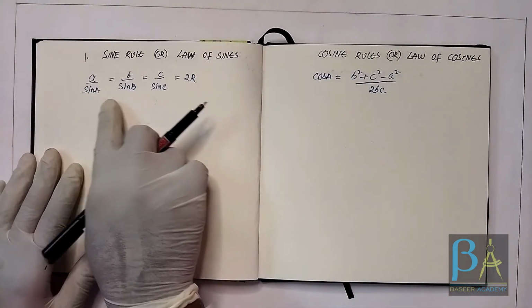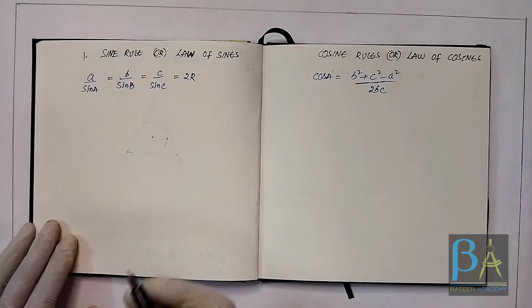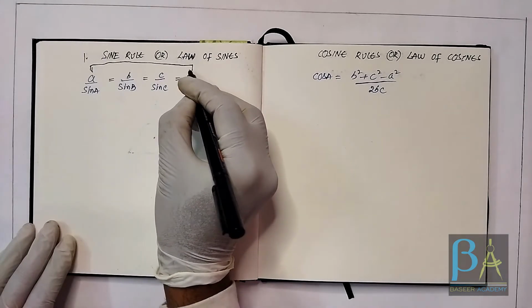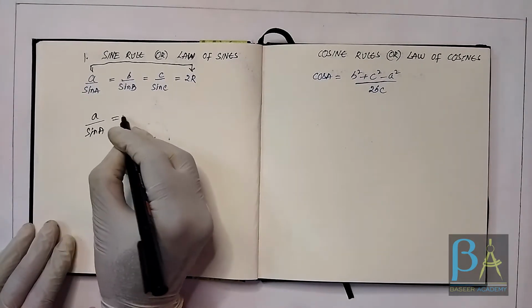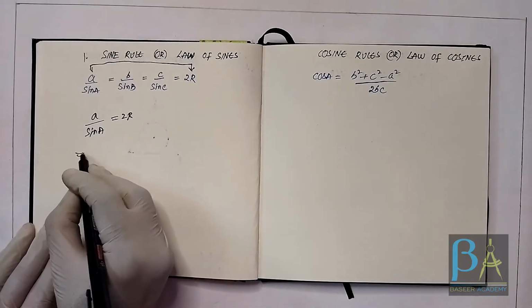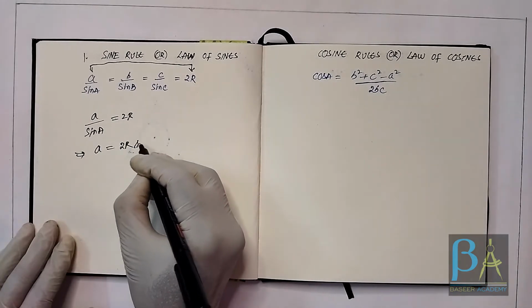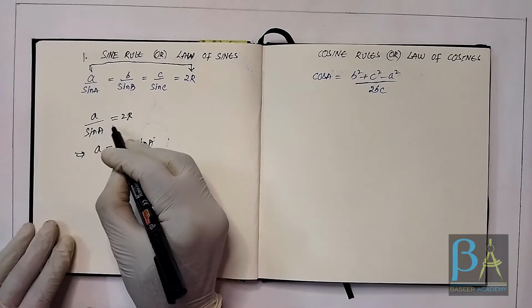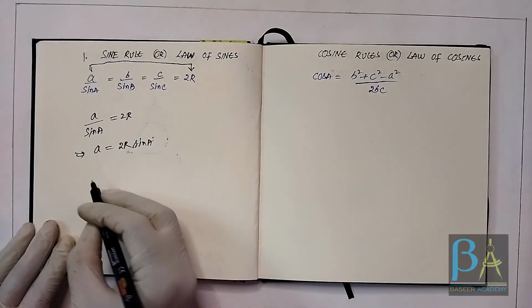Now, from this sine rule, there are actually quite a few formulae that we can derive. If I compare a by sin A with 2R, you would see for yourself that a can be written as 2R sin A. How? Sin A is dividing on the left hand side, so it will multiply on the right hand side of the equation. So a is going to be 2R sin A.